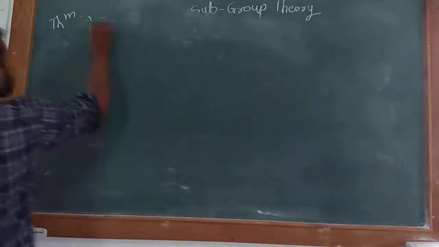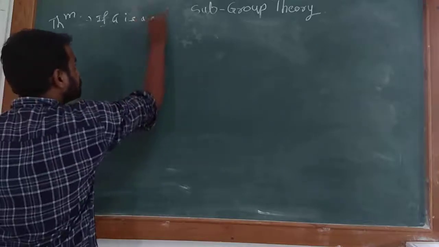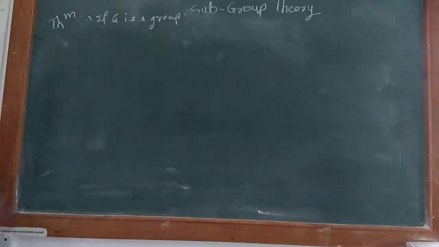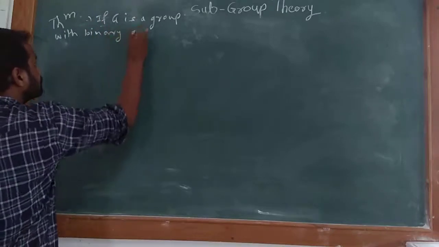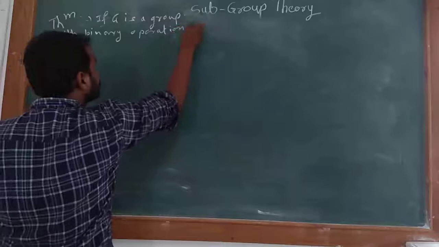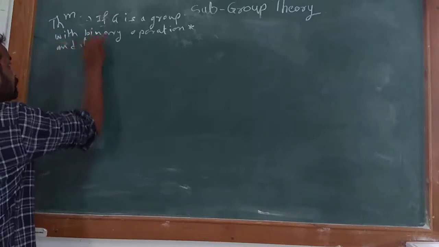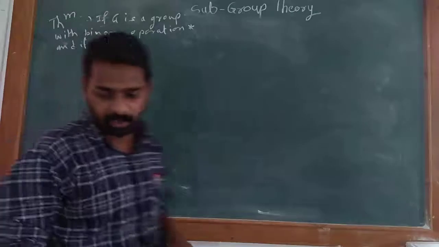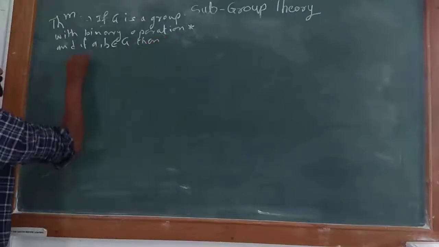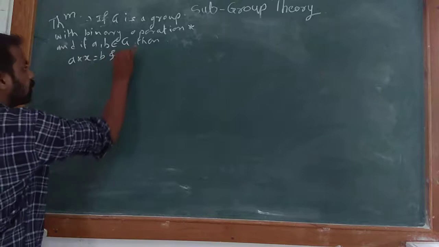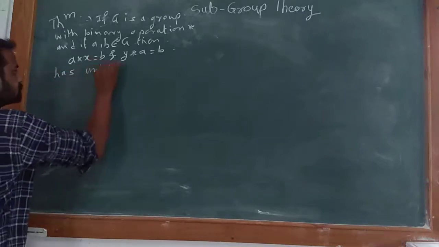So we take the first theorem. If G is a group with a binary operation star, and if A, B are elements of G, that is A, B belong to G, then A star X is equal to B and Y star A is equal to B has a unique solution.